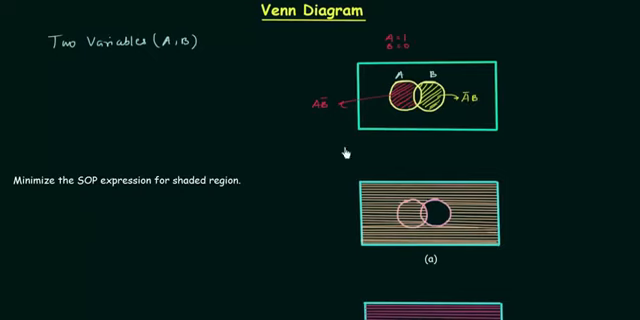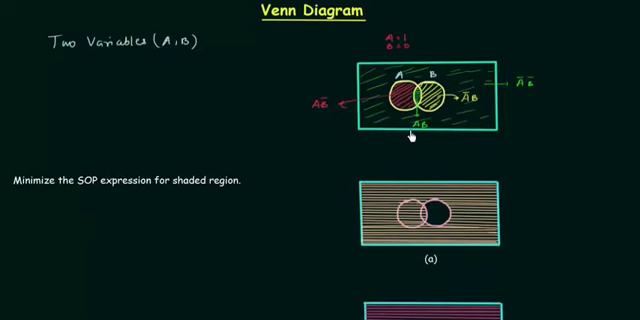Now we will move to this common region, and for this we have A and B because both A and B are present. And if I talk about this whole region in which there is no A and no B, then this is simply A complement and B complement because both A and B are 0.